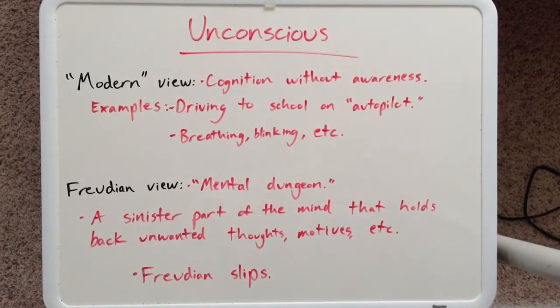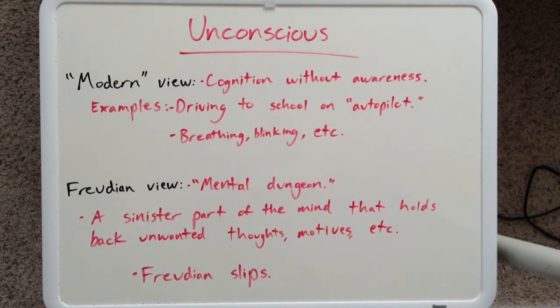Okay, finally we have the unconscious. Now there are two main interpretations of the unconscious. First there's the modern, perhaps more scientific view, and this simply says that the unconscious is cognition without awareness. So this is for things like driving to school, where you're not really thinking of how you're driving, you just know that's the way to go. So that's one idea about unconscious thinking. It also goes along with breathing, blinking, just bodily processes. You're just not conscious of them at all, really.